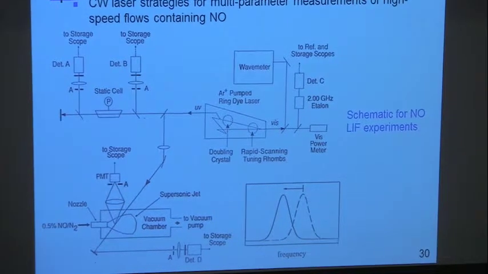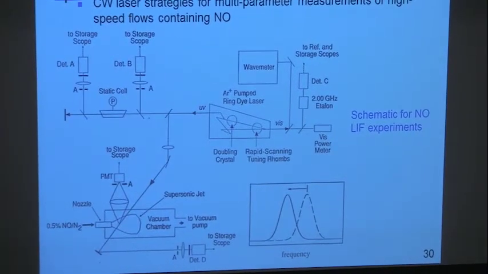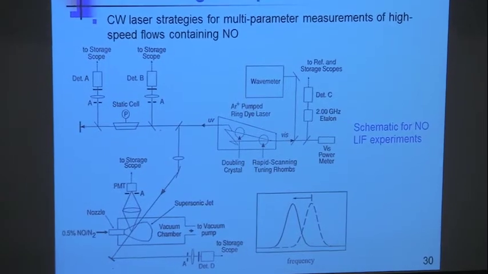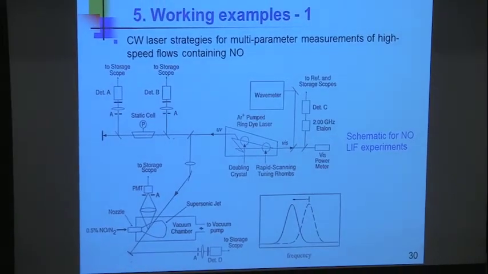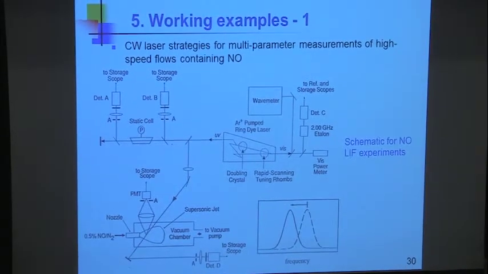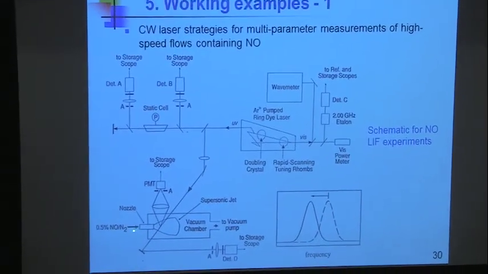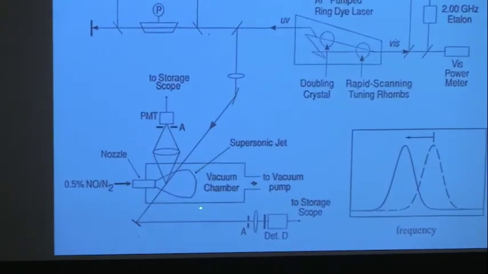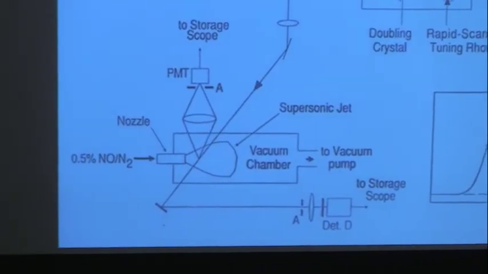Here's another example I like. I have to explain this now. Down here, we have a vacuum chamber. We have a nozzle. This is choked flow, 0.5% NO in nitrogen, so that's 5,000 parts per million of NO in nitrogen expanding into a vacuum chamber. A supersonic jet. That would be an underexpanded jet.